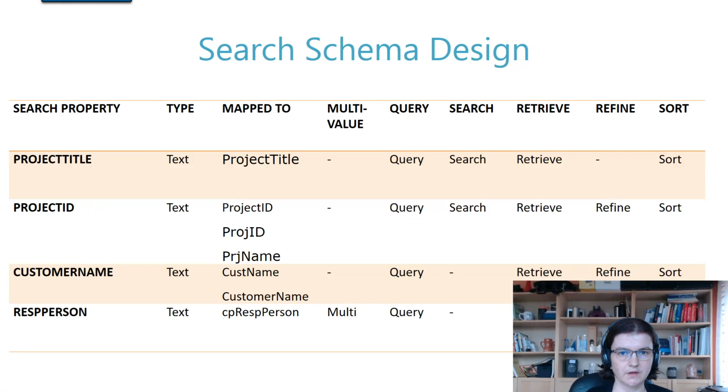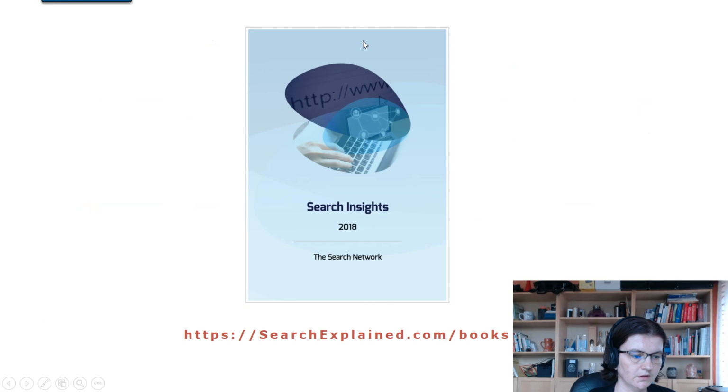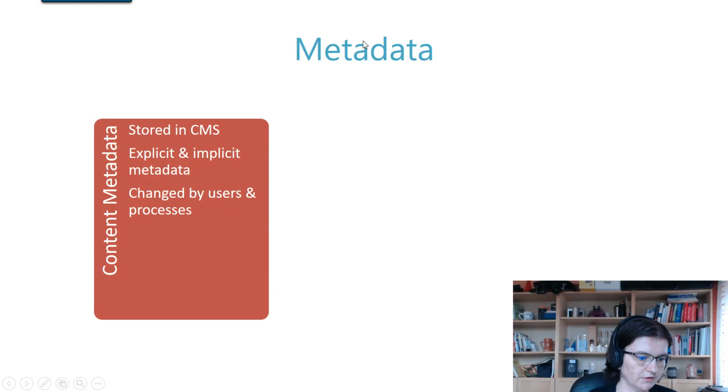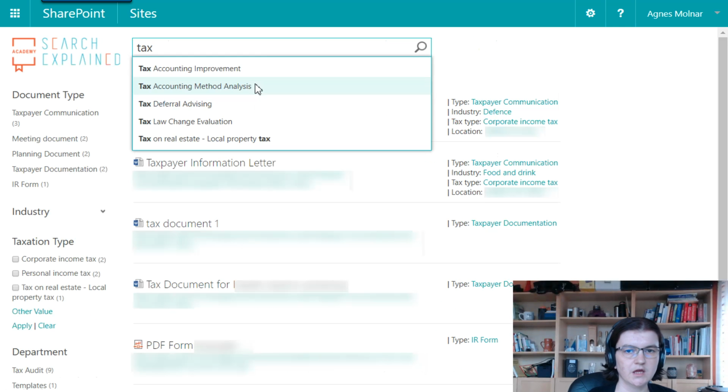For the other question, if your property is not being displayed on the search, and let me go back here. If your property is not being displayed, you cannot figure out why it's not displayed by your display template. There are several things to check. First, the property has to be retrievable. So just go to the search schema and check if your managed property is retrievable.